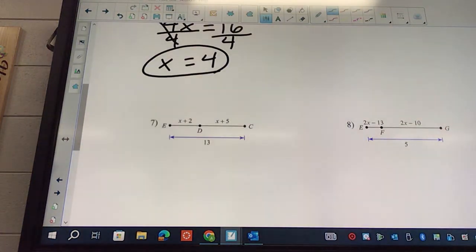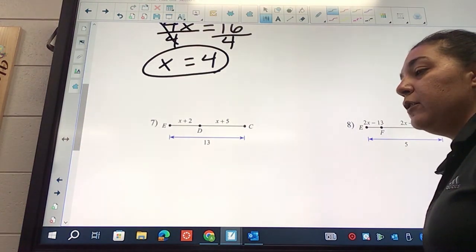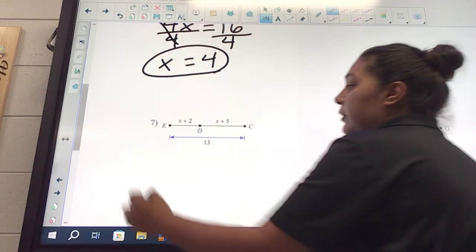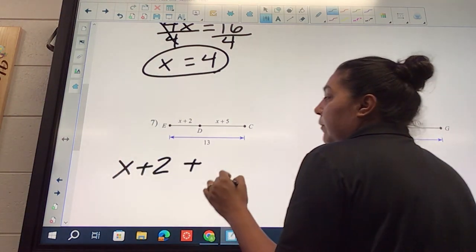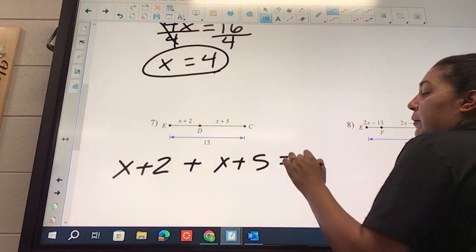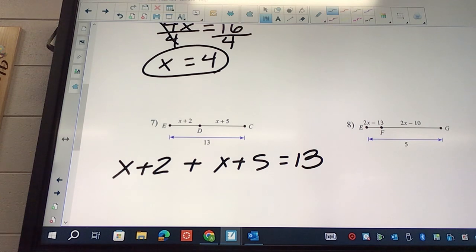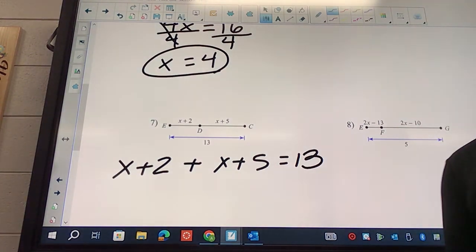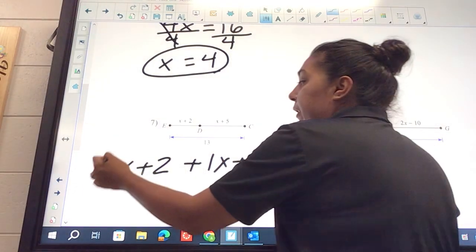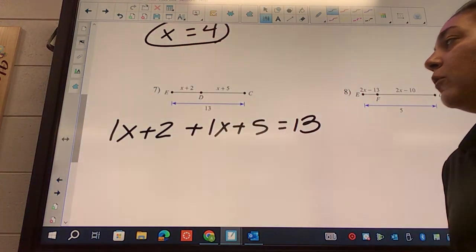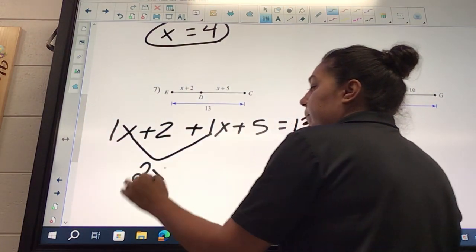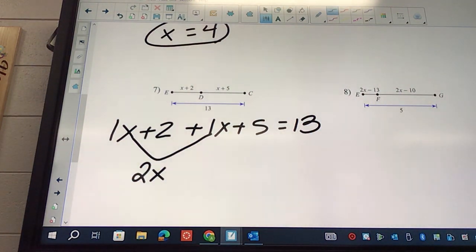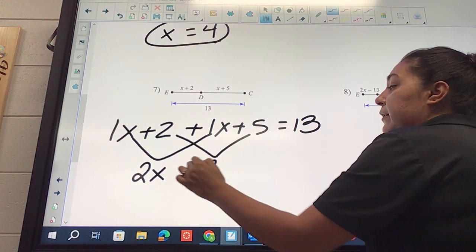Okay, if we look at 7, okay, what's going to be my first little? X plus 2. What's my second little? X plus 5. And then my big is going to be that 13. Okay, what can we combine? The X. What number is in front of the X? A 1. Okay, if there's nothing there, it's a 1. Okay, so 1 plus 1 is going to give me 2 for the X's. And then I can also combine what? The 2 and the 5, which is going to give me a 7.